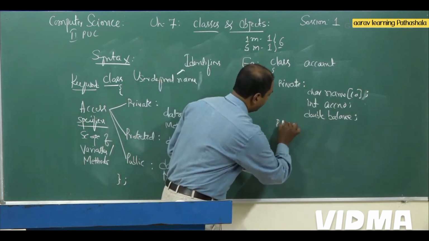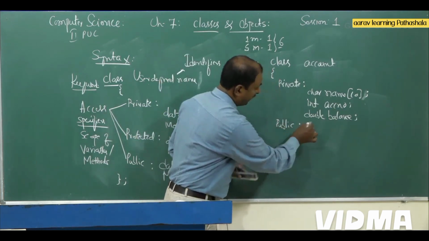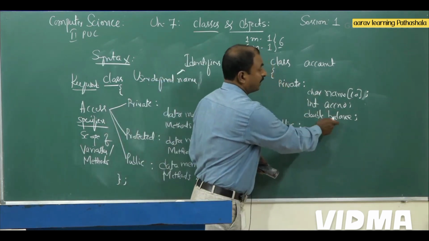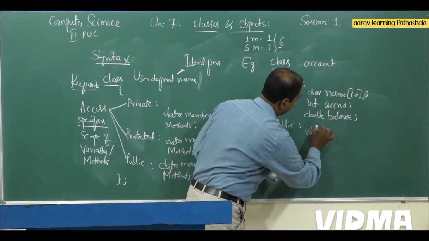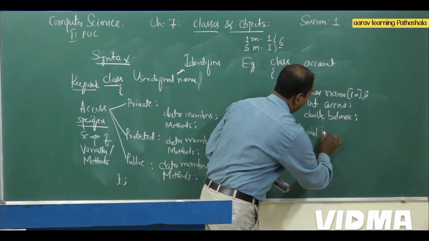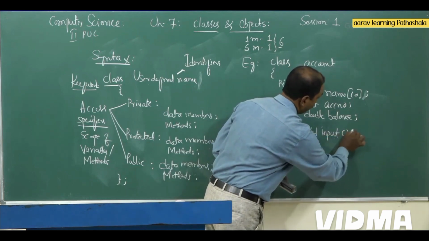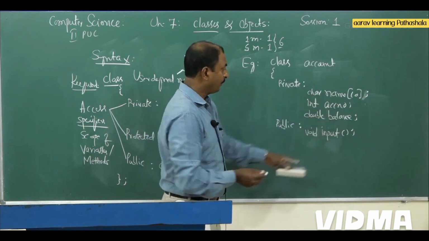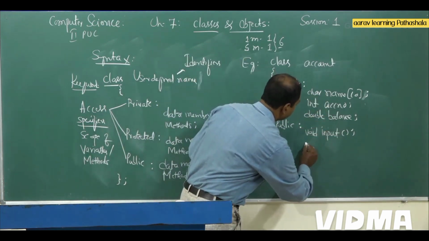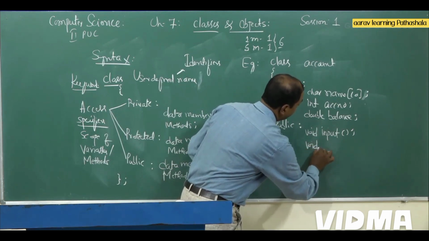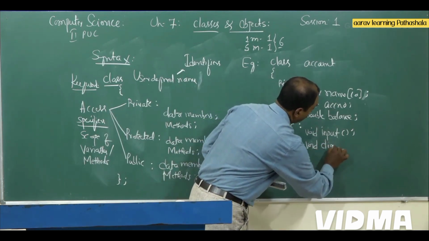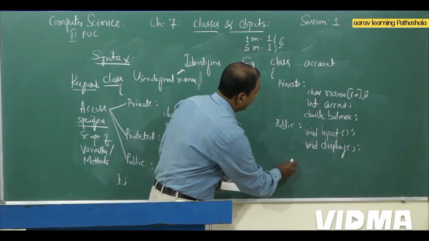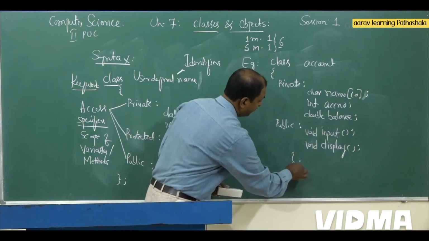Now under public I am going to declare or define functions. One is to accept the data. I say void input is a function, which I am using to accept the values of all these things. Next, with the help of one more function, I want to display the details. I am closing this with a flower bracket and semicolon.